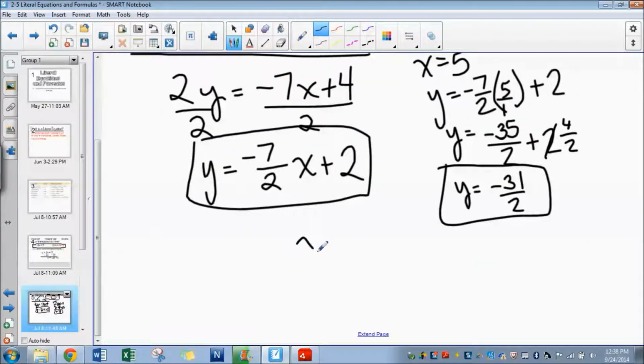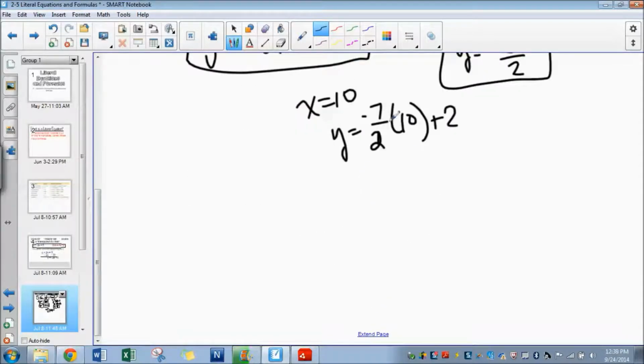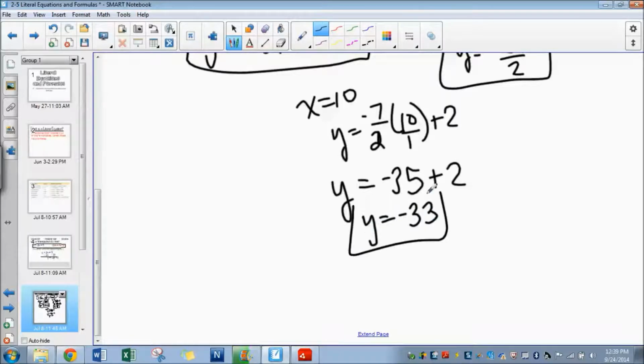So if x equals 10, let's substitute that in. y equals negative 7 over 2 times 10 plus 2. So multiply that. Negative 70 would be on top over 2, which simplifies to negative 35 plus 2. Or I could have thought of that as 10 over 1, cross-simplified. Either way, you're going to get negative 35. And then negative 35 plus 2 is negative 33. So that's for the second value.